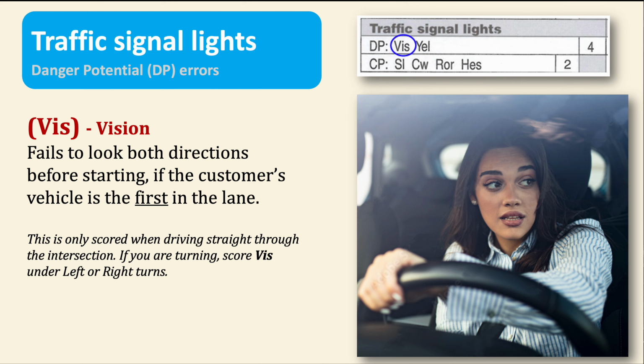Now, if you're the second car in the lane, you don't need to scan the intersection. Okay? If you're the second car passing through, you've got a human shield in front of you, right? That's their job to scan. You don't have to scan. It's only for the first car at the red light when it turns green.